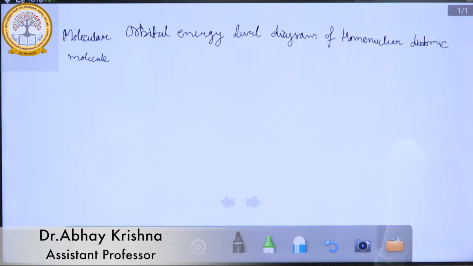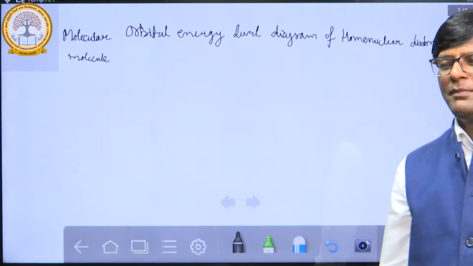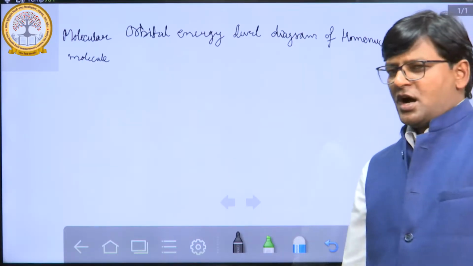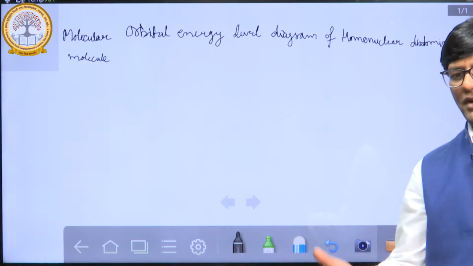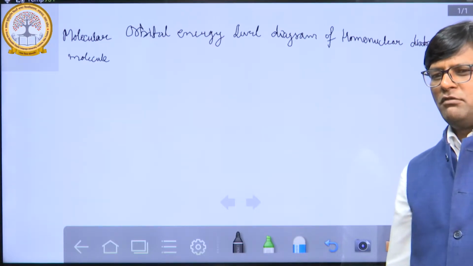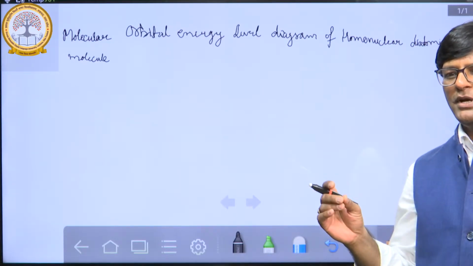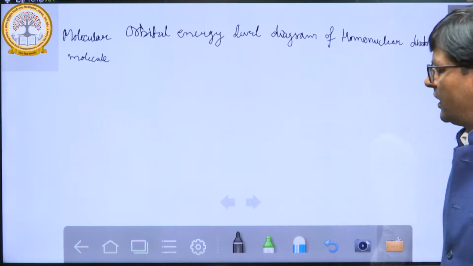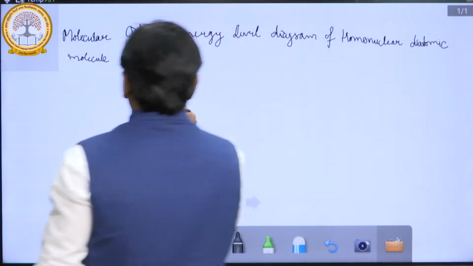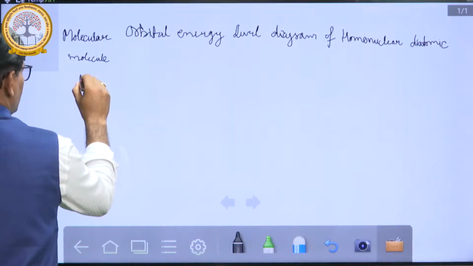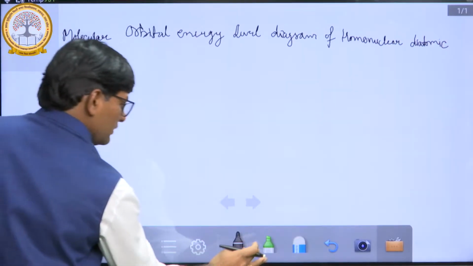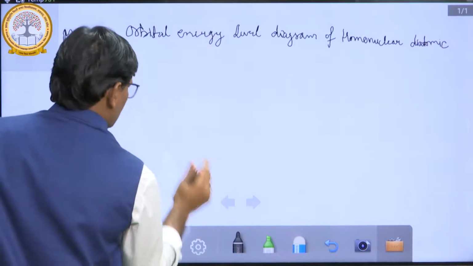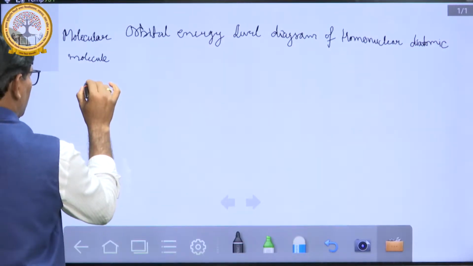Today I will discuss the molecular orbital energy level diagram for the nitrogen molecule. Today I will tell you how you can draw the molecular orbital diagram for the nitrogen molecule, that is a homonuclear diatomic molecule. You can see here is the nitrogen molecule.